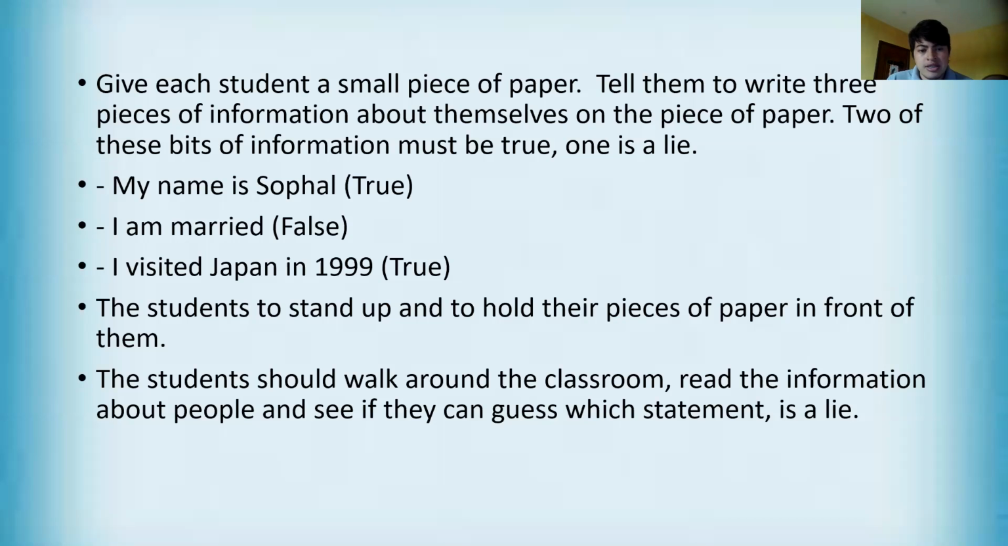I visited Japan in 1999. It's true. So you can write I visited another country like USA or something like that. Okay. Once you have the papers, you need to walk around and find the right information about your partners. Okay. Please, let's do it.